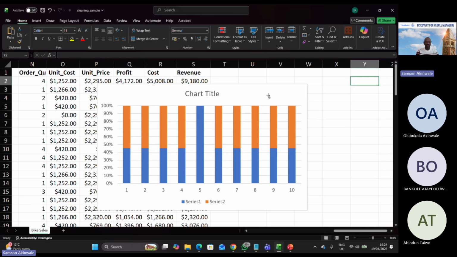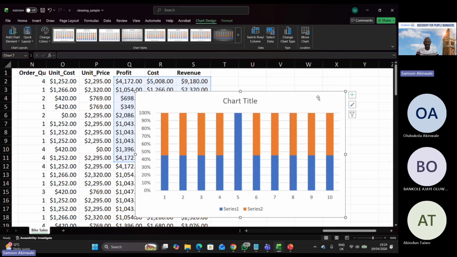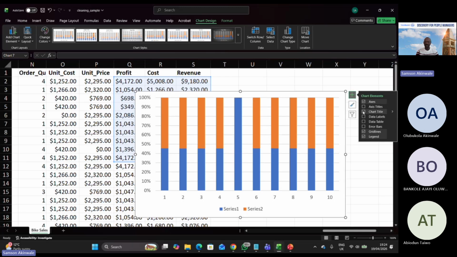So you can walk around your chart as much as you want here. You can come here to the right side and do a couple of stops. It has my chart as title, so I can remove this title where it is written chart title. I can just come here to unselect my chart title. The title is gone.